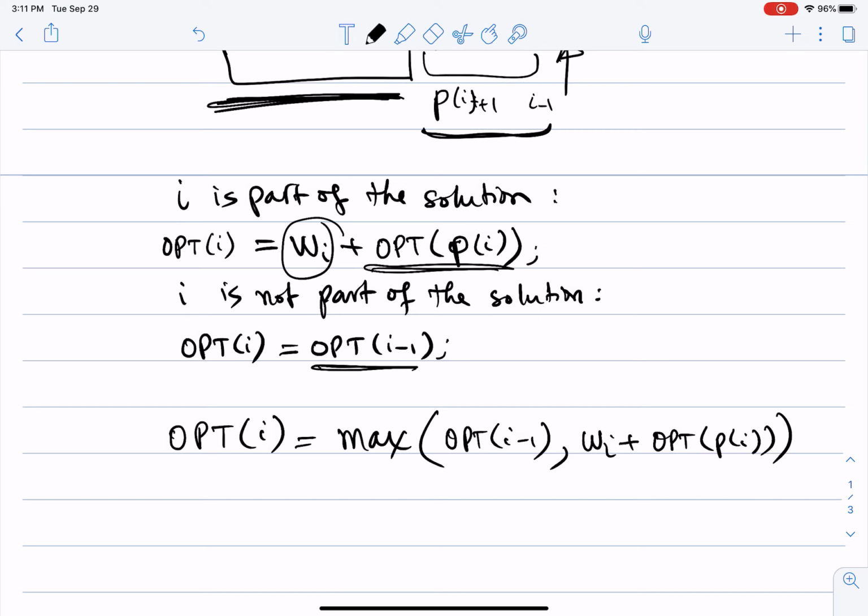Okay? Now, if I is 0, we can set opt of I to 0. Okay?